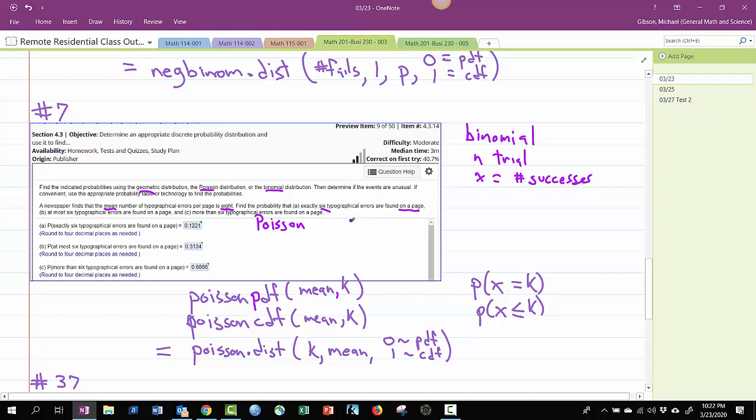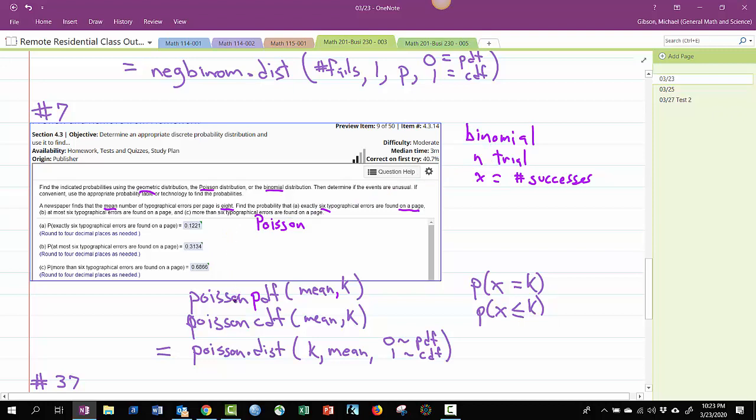Now, the Poisson, similar to the binomial, x is the number of successes. In this case, we get this odd situation where, I quote, success is a typographical error. But there's no set number of trials. It's just on a page, in a unit of time, something like that, okay? So this is Poisson. Again, either just because it's got the mean or because it's asking for the number of successes and doesn't tell you how many trials, how many attempts.